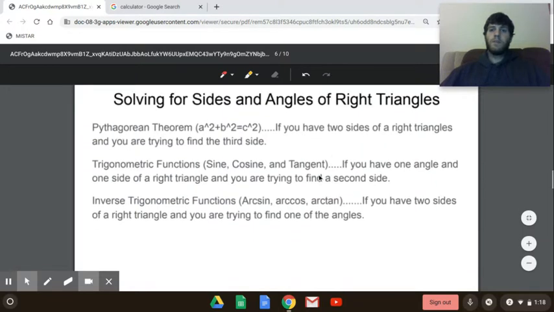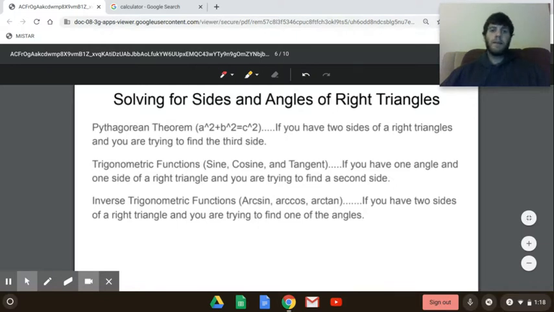Okay, trig functions also are used to find sides. So if you are given one of the angles, not the 90-degree angle, but one of the other two angles of the right triangle, and one side of a right triangle, you can use one of the trig functions, sine, cosine, or tangent, to find a second side length.